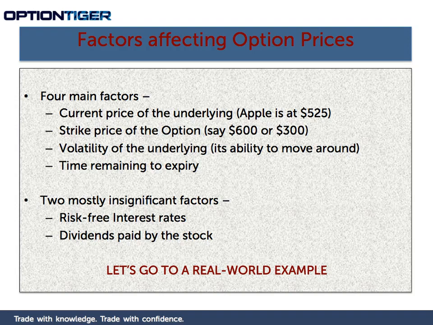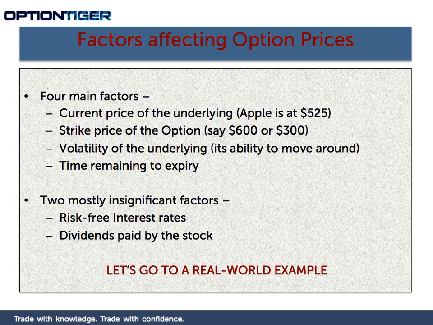The 4 main factors are: what is the current price of the stock? So if Apple's trading at 500 or 525, that becomes a factor in how you price an option, because your strike price can be 600, it can be 700, it can be 800 or 300. So, what is the current price and how far is the strike price from the current price? That's a big factor.